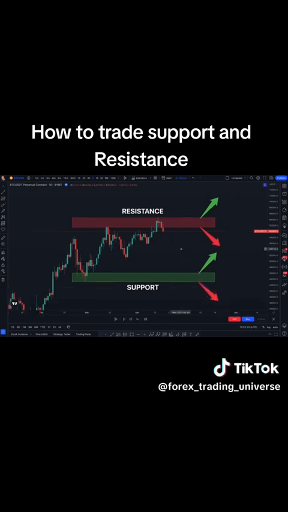drop even further. So the core concept is very, very simple, but a lot of traders are getting wrecked trading support and resistance because they do it completely wrong. In this video, I will show my way of trading support and resistance, how to draw it properly, how to trade it properly, and I will share some secrets no one is talking about.